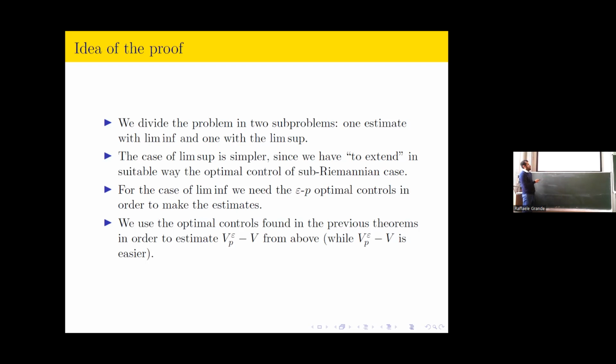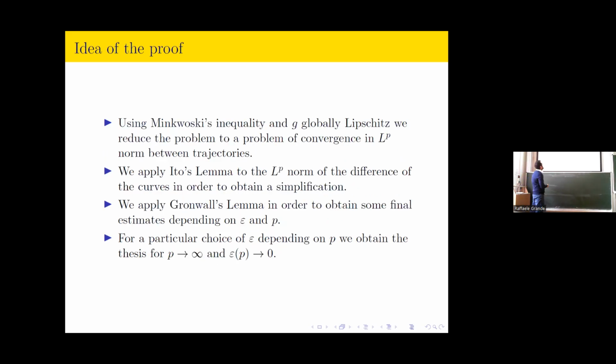Then, for the case of liminf, we need to work on the epsilon-p optimal control problem. We start making some estimates related to this quantity, using some hypotheses, for example that U0 is Lipschitz. Then, using the Minkowski inequality and the assumption that the function U0 is globally Lipschitz, we can move from a problem of differences between value functions to a problem between trajectories. So we have to understand how close the trajectories of the stochastic dynamics are to each other.